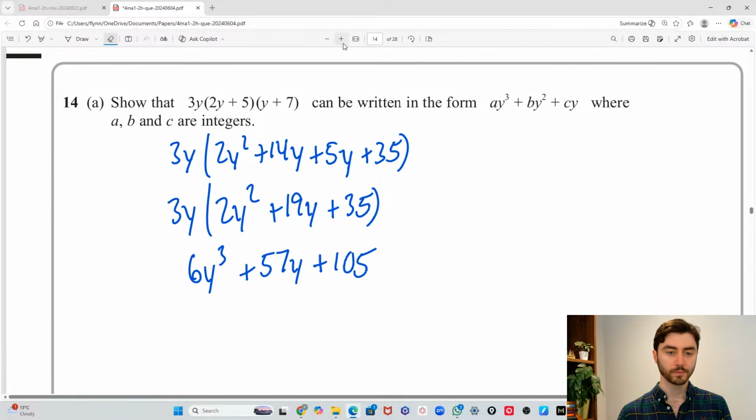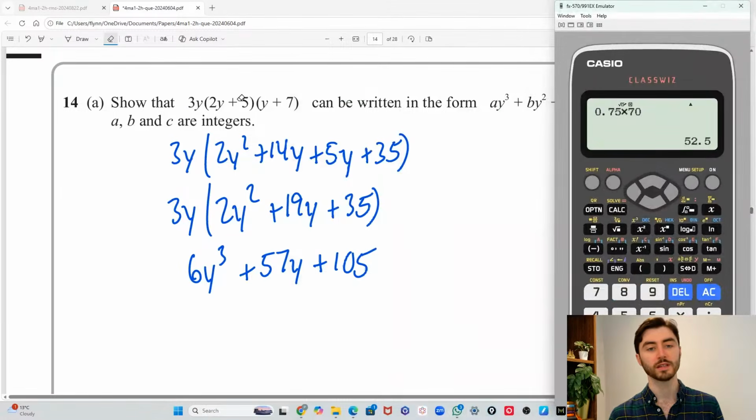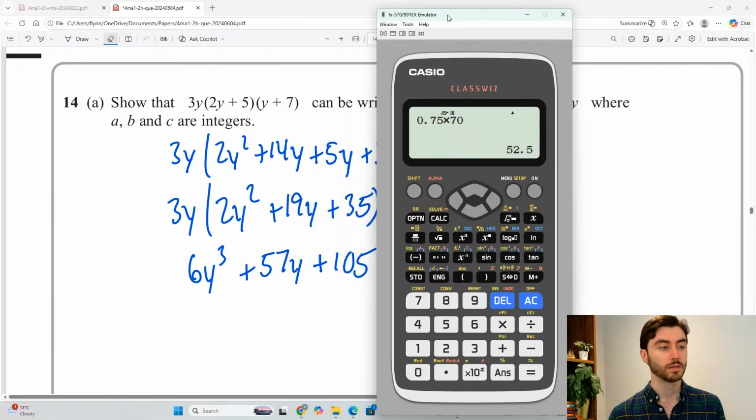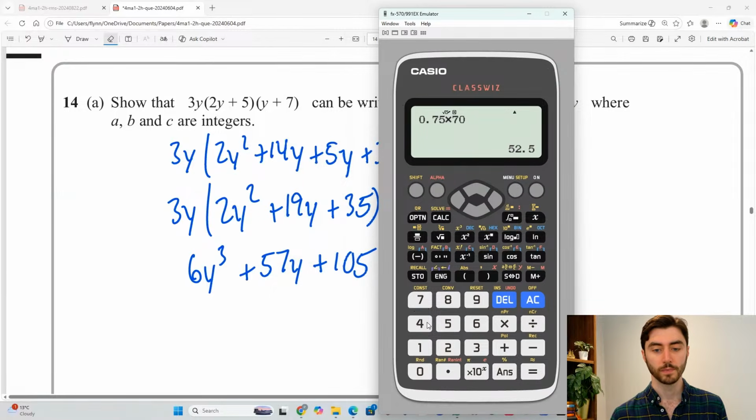This show that. I'm going to do the same thing as before. I'm going to take the form that I had, subtract off the form that I turned it into, and make sure I get a clean 0. So here, let's put in, I don't know, 482.57, for instance. I'm going to say 3 answer, 2 answer plus 5, answer plus 7, minus 6 answer cubed, minus, because I have to subtract all this off, so minus 57.